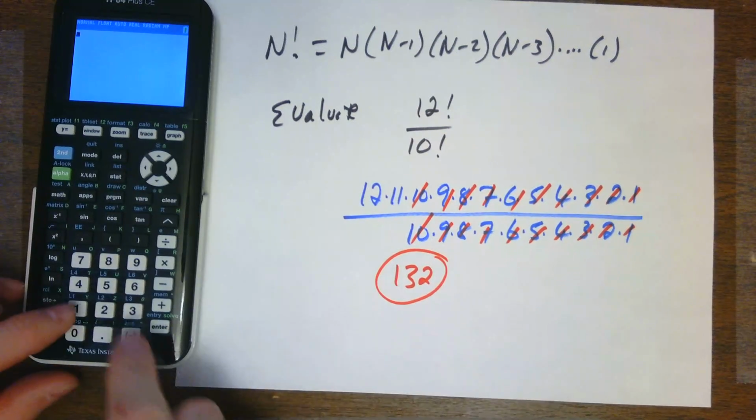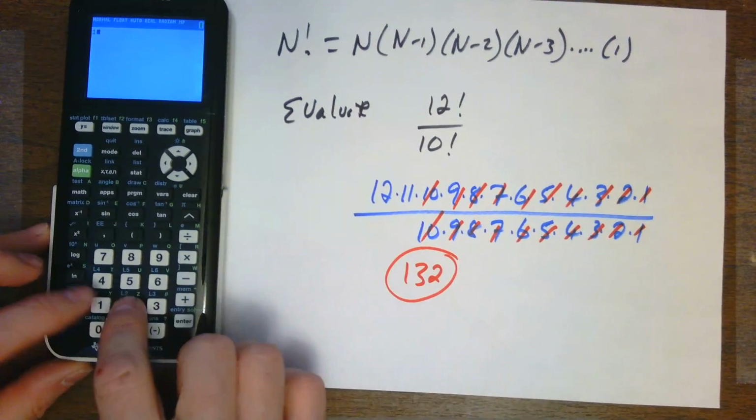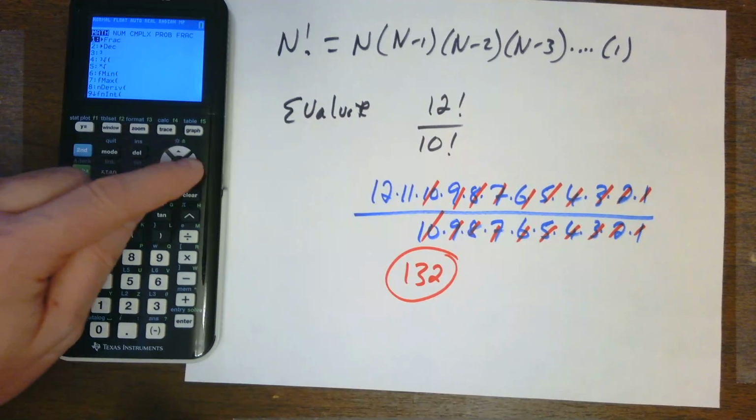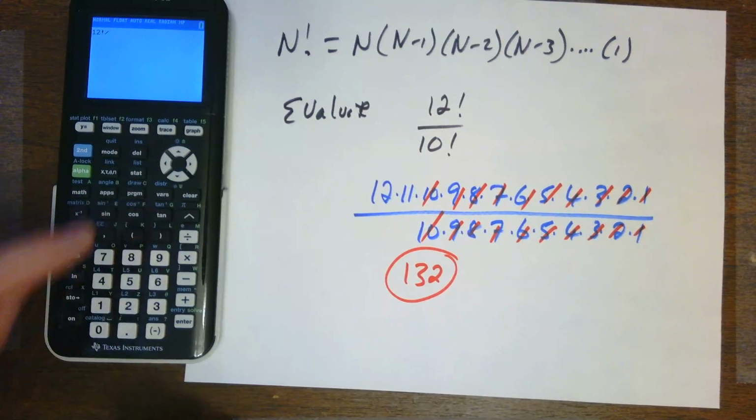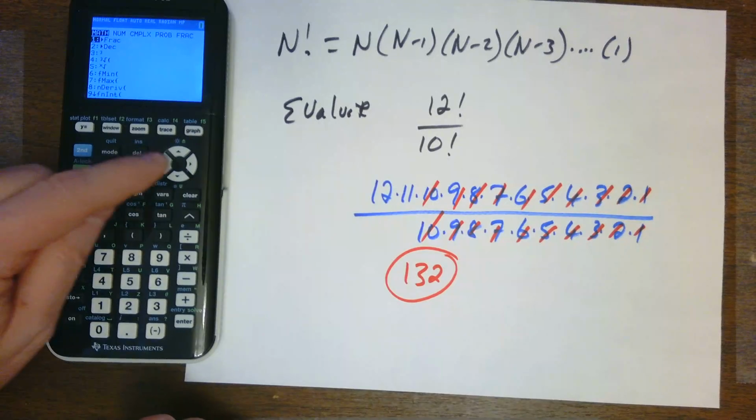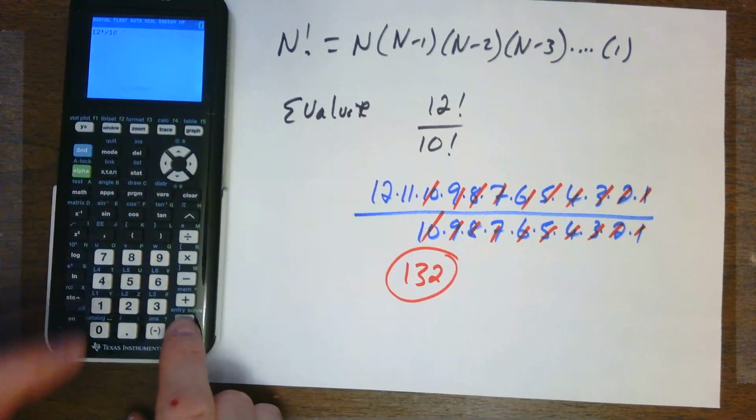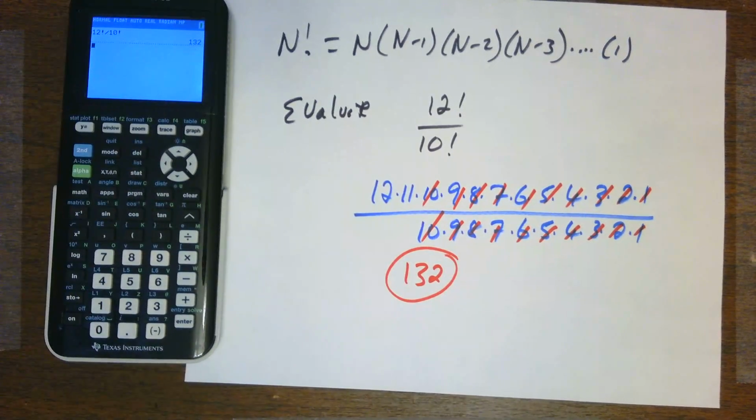Let's try it on the calculator. So 12, go to math, go over to probability, factorial, divided by 10, go to math, go over to probability, factorial, equals 132. There it is.